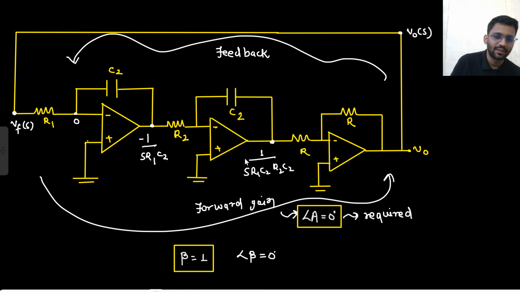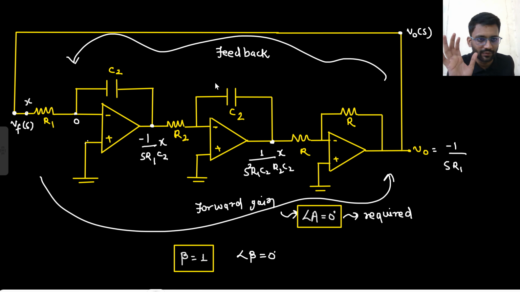This node will simply be, and for any input you can assume this is x, so this will be x here into x, and this node will simply be minus 1 by s R1 C2 s, so s square will be here, right? So another frequency component will come. You just need to find the forward gain. This should be easy for you.